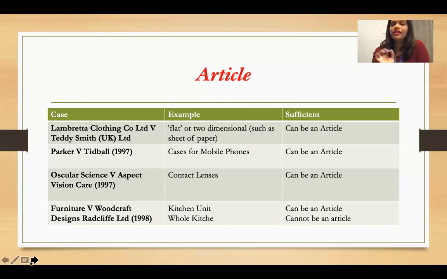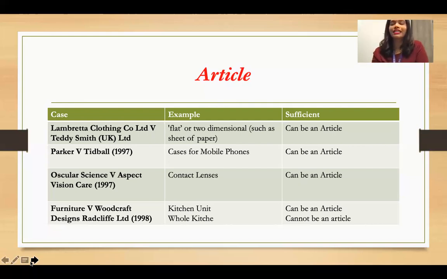Okay. In the case of Parker, the courts held that cases for mobile phones, the cases that you use for a mobile phone, can be considered a design. This can be considered an article. Contact lenses.